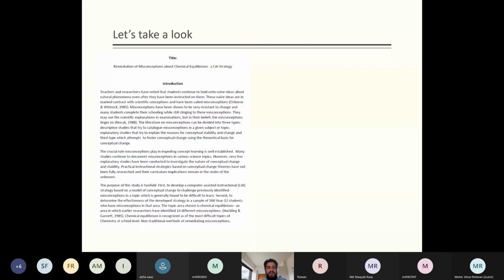So let's take a look at one of the examples. This is one of the research proposals, before diving into the different sections of the research proposal. It is about remediation of misconception about chemical equilibrium, a CAI strategy. I'm just trying to paint a picture here of how a research proposal looks. You can see there's a clear, concise title. There is no misunderstanding in the title, although there's the word misconception in the title.